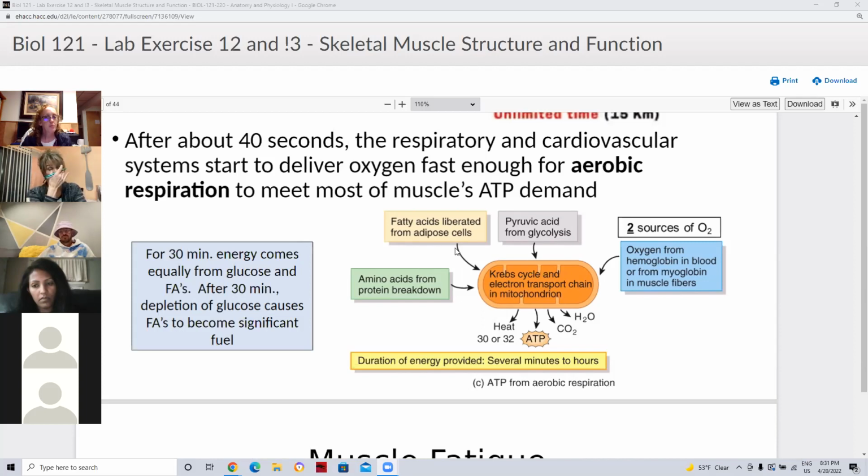But more than anything, understand the ATP is required. And after 40 seconds, your respiratory and your cardiovascular system are going to provide enough oxygen that you can produce enough ATP that you're not transferring from one molecule to another ADP and just depleting your sources of ATP.